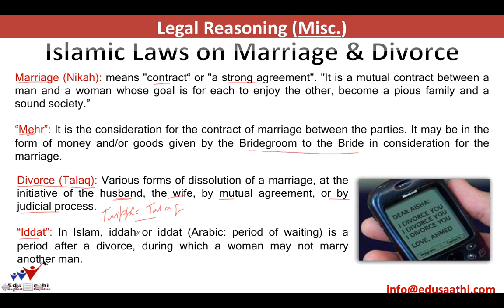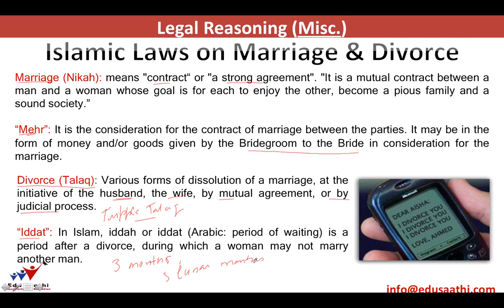Next is iddat. In Islam, iddat means period of waiting. Whenever a man divorces a woman, she cannot marry another man for a period of 3 months. The iddat period is for 3 months or 3 lunar months. Lunar months means when she has had her 3 monthly cycles. So it could be 3 months or 3 lunar months.